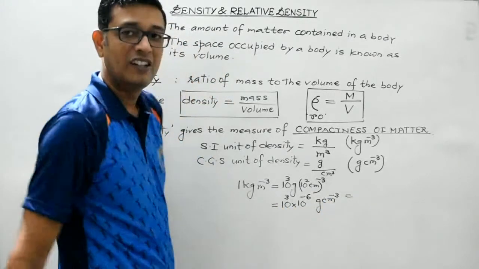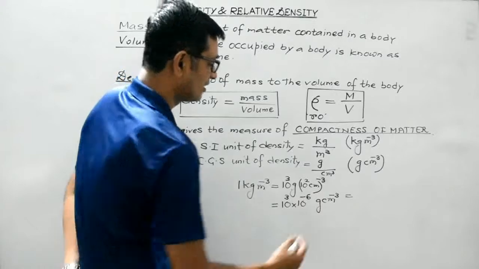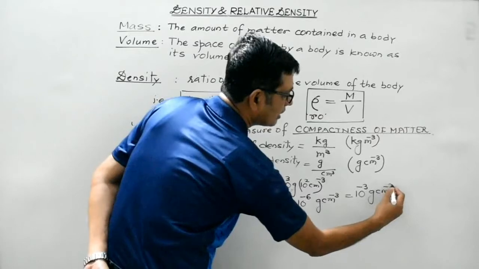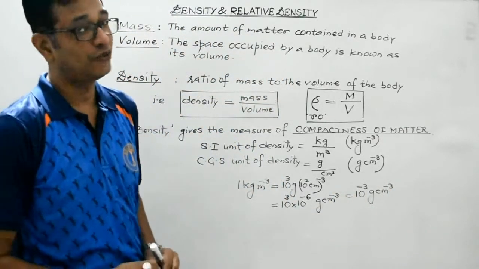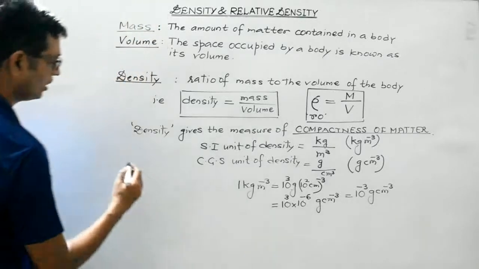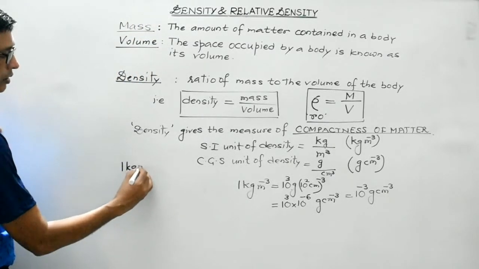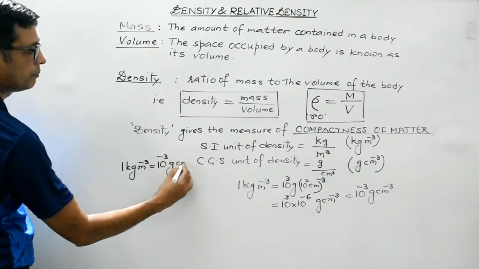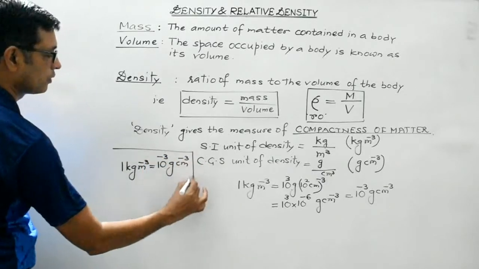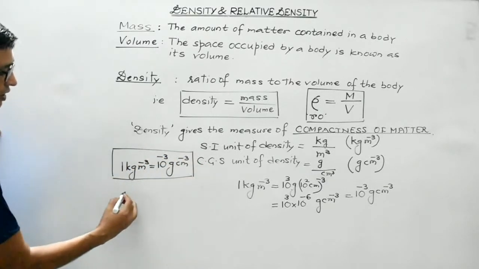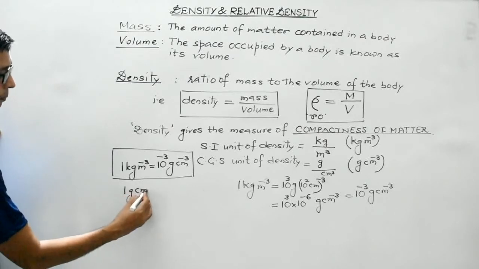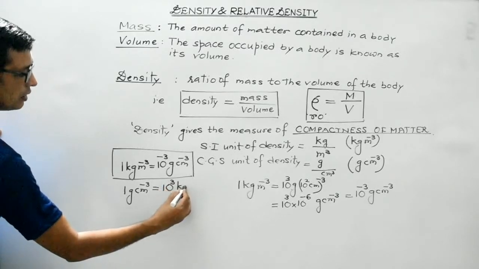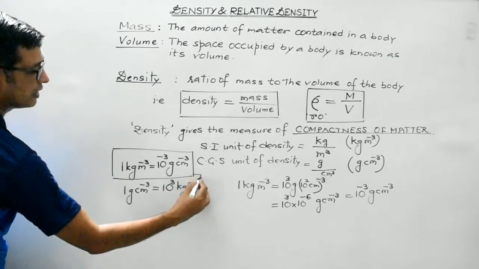So what will be its value? 10 raised to the power 3 into 10 raised to the power minus 6. That would be 10 raised to the power minus 3 gram per centimeter cube. Clear, students? It's a very important relationship. So 1 kg per meter cube is equal to 10 raised to the power minus 3 gram per centimeter cube. Or alternatively, you can write 1 gram per centimeter cube is equal to 10 raised to the power 3 kg per meter cube. You can write it in this form as well.